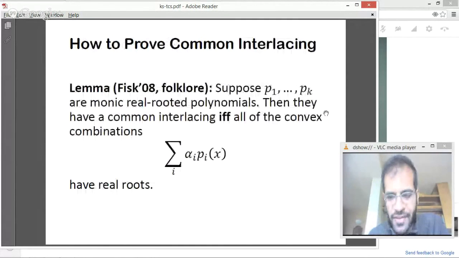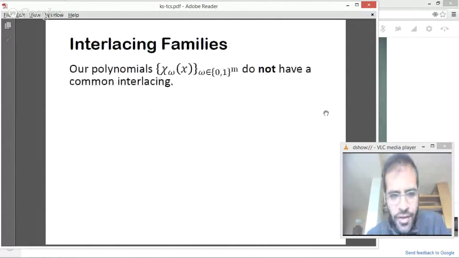So this gives me a clear approach to proving that my averaging argument works. I want to prove that the polynomials I'm interested in have a common interlacing. So I want to prove all convex combinations have real roots. Unfortunately, they do not have a common interlacing. It's pretty easy to see that the polynomials in this example do not have a common interlacing.